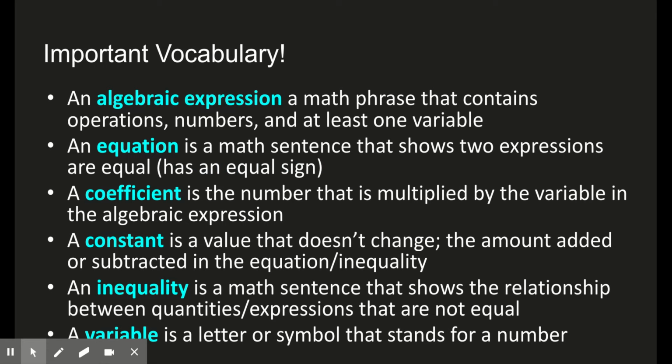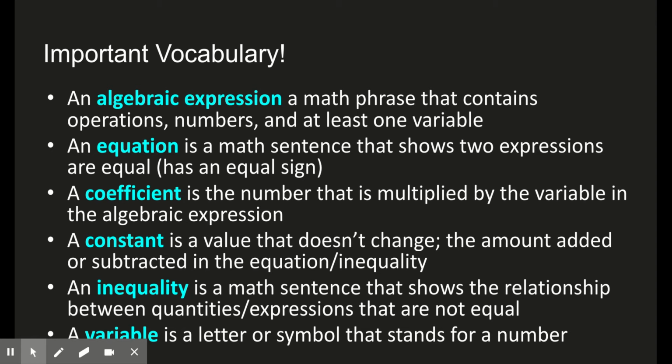These are the most commonly used vocabulary words we're going to be using in this section. We have an algebraic expression, which is a math phrase that contains operations, numbers, and at least one variable. An equation is a math sentence that shows two expressions are equal, and it always has an equal sign. That is very important. A coefficient is the number that is multiplied by the variable in the algebraic expression. A constant is a value that doesn't change, the amount added or subtracted in the equation.